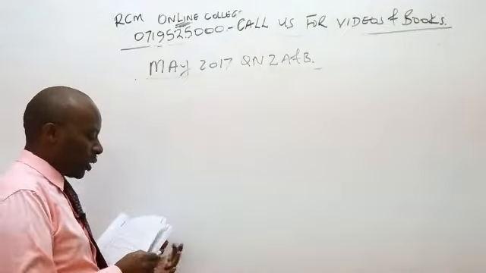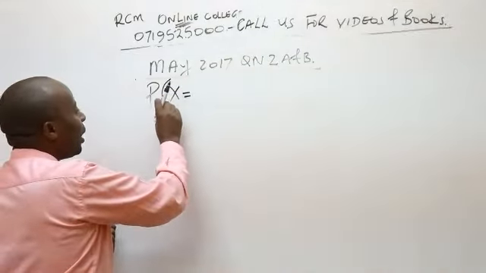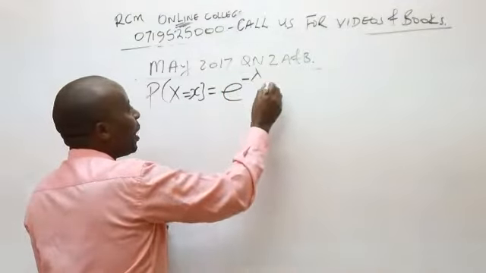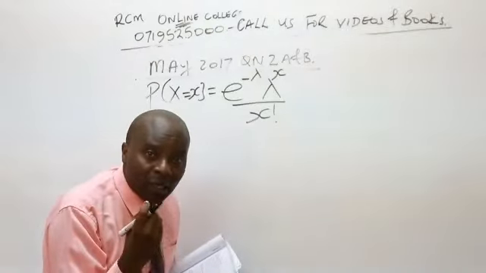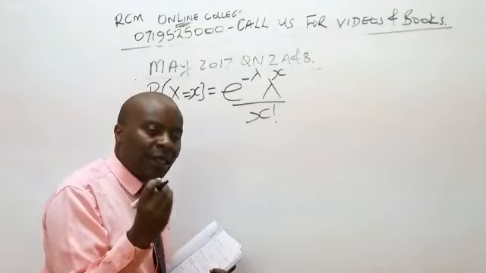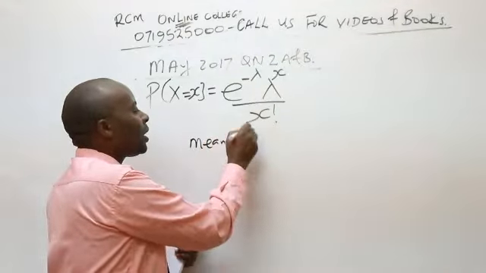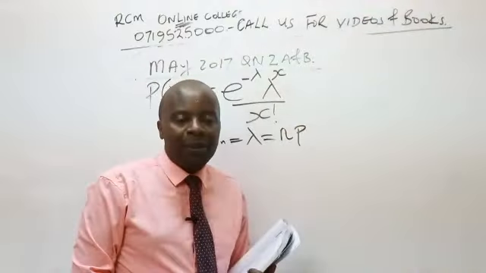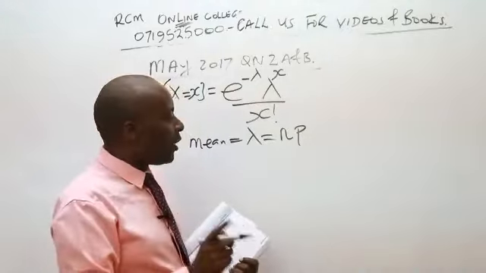Using Poisson distribution, ladies and gentlemen, I know the formula. The probability of x equals small x is e raised to negative lambda, lambda raised to x, all over x factorial. The key thing you need to evaluate Poisson probability distribution parameters is the mean, which is our lambda. And our lambda is np.